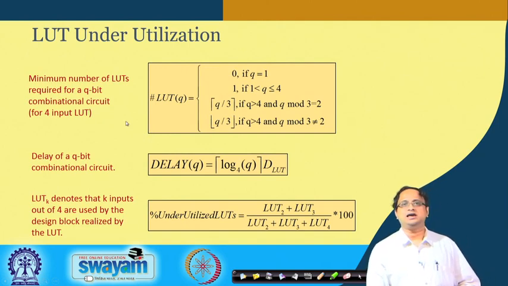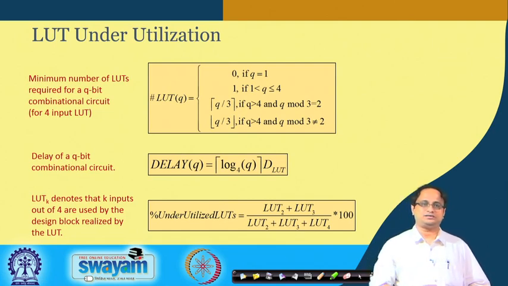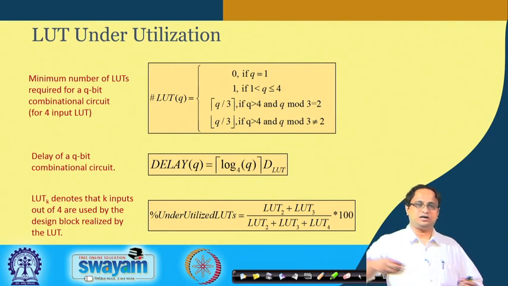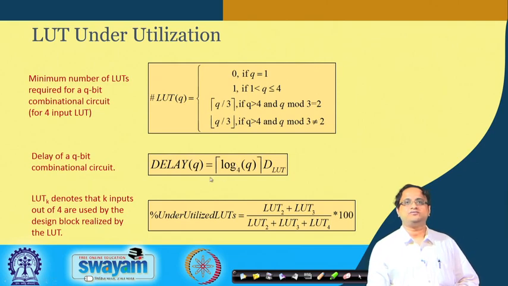The other important parameter is the delay. Delay is a very hard thing to compute in FPGAs, but if you just want to compute the number of LUTs which lie in the max path, then you can pretty accurately model that by log q base 4. For a k input LUT, it will be log q base k. Then I multiply it with the delay of the LUT to get an understanding of the delay for log q base 4 LUTs. So, this gives me the delay for a q-bit combinational circuit.